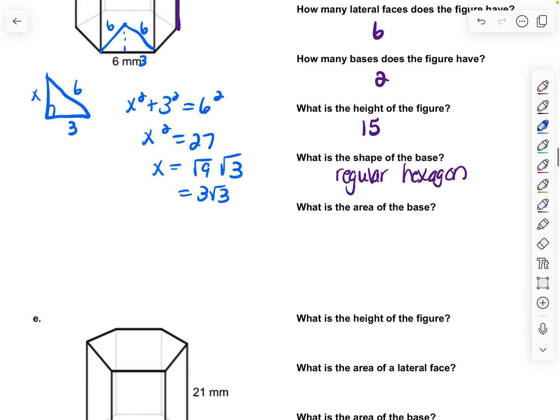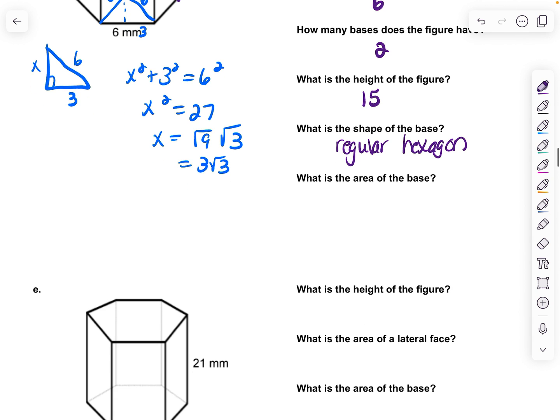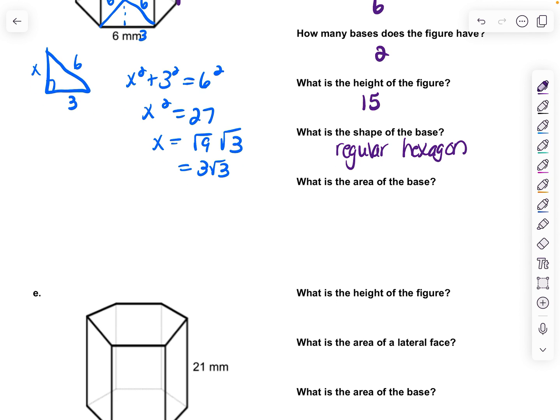And then the formula for the area of the hexagon is 6, because we have 6 of those triangles, times 1/2 times the base is 6, and the height is 3 square root 3. Okay, you're only multiplying the numbers in front, or outside of the root. So 6 times 1/2 times 6 times 3 gives us 54 square root 3.